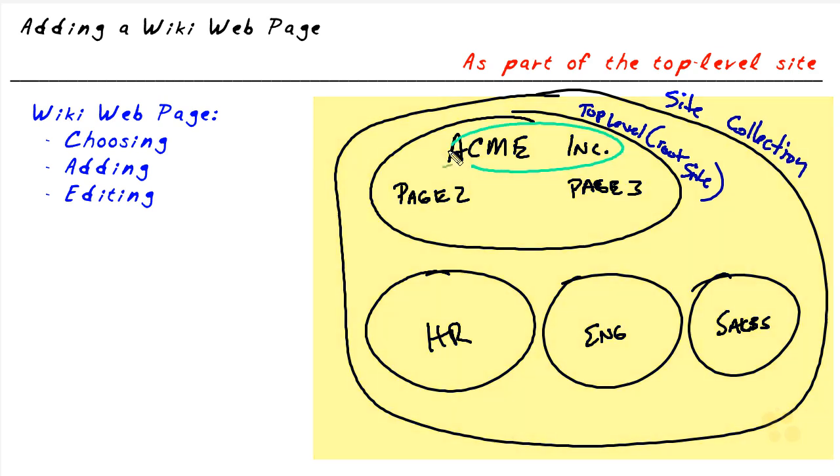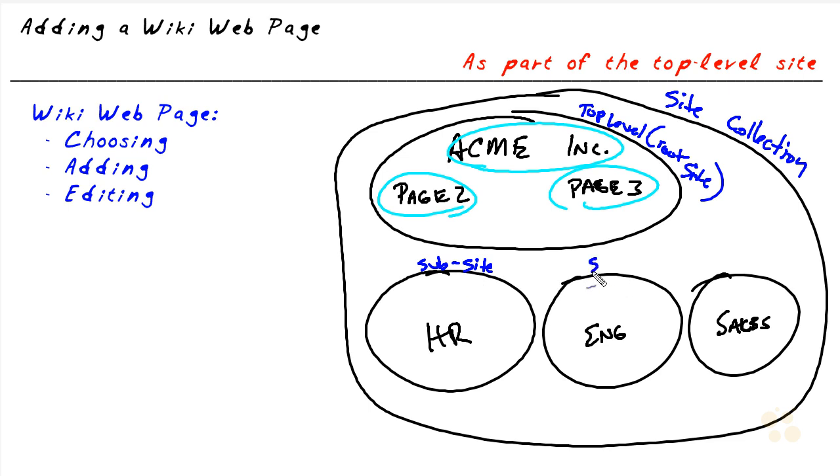We have individual pages as part of each of the sites. So within the site collection, we could have sub-sites for HR, a sub-site for engineering, and a sub-site for sales. And then each of these sub-sites could also have multiple pages. So for example, HR might have page 2 and page 3, and engineering could have its own page 2 and page 3, and same for sales.